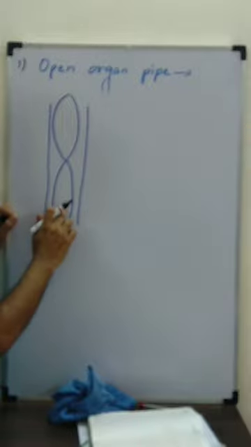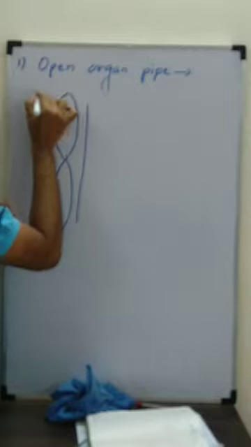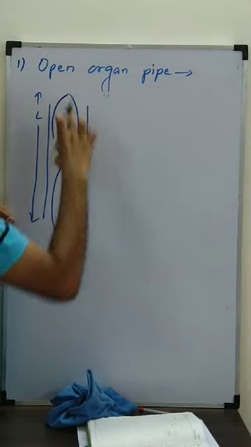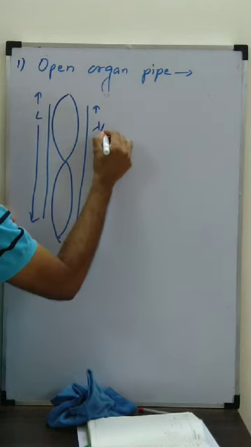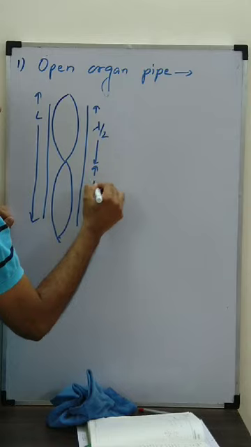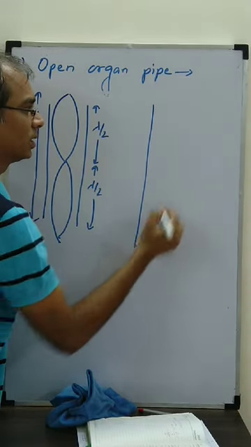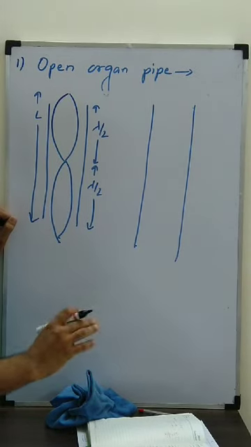Two loops. Now this is lambda by 2, this is also lambda by 2. So total, actual length is L, but in terms of lambda, this is lambda by 2, this is lambda by 2. That means this is lambda also. And if you want to make displacement also, it's not necessary, but I am just showing you that you can also make it.